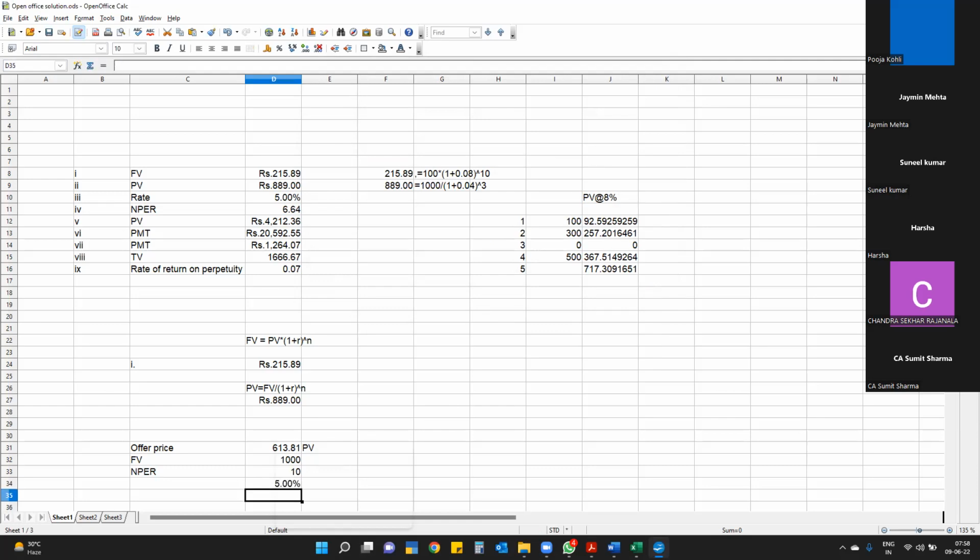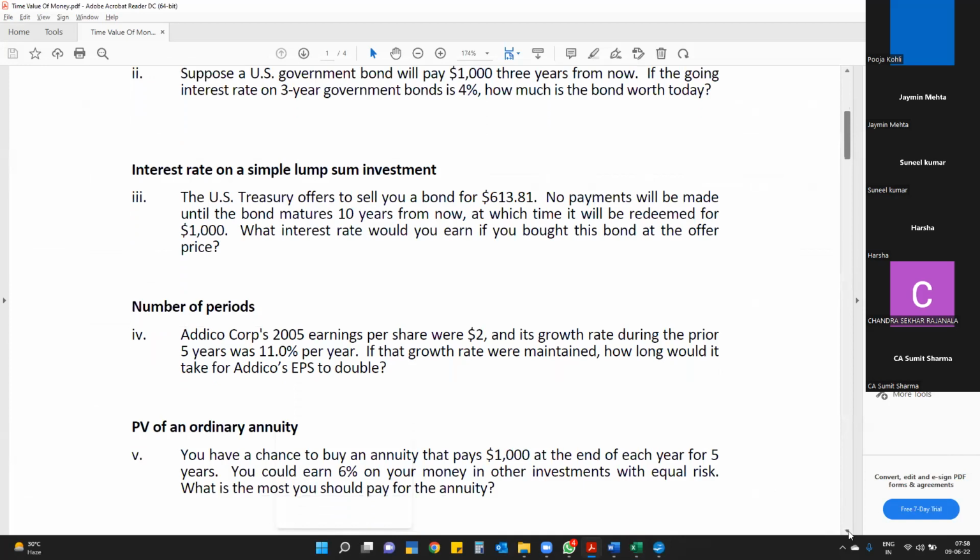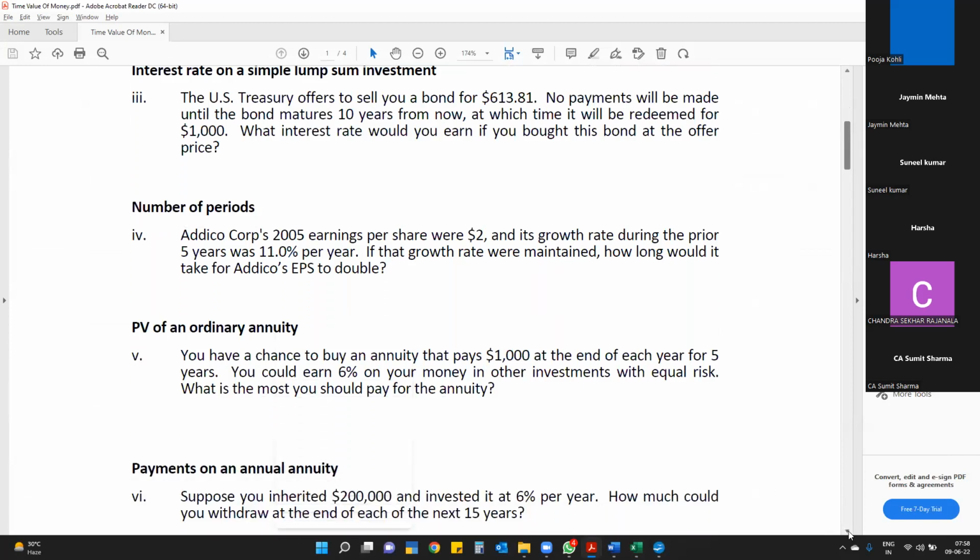Then next problem. Adeco Corp's 2005 earnings per share EPS is $2. Growth rate is 11% per year. Last growth rates. And if the growth rate is maintained, how long would it take for Adeco EPS to double?